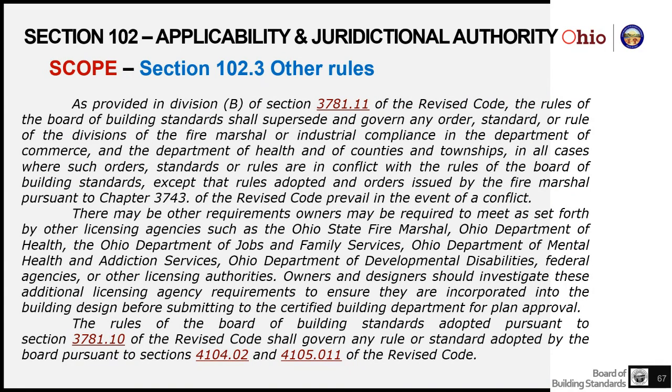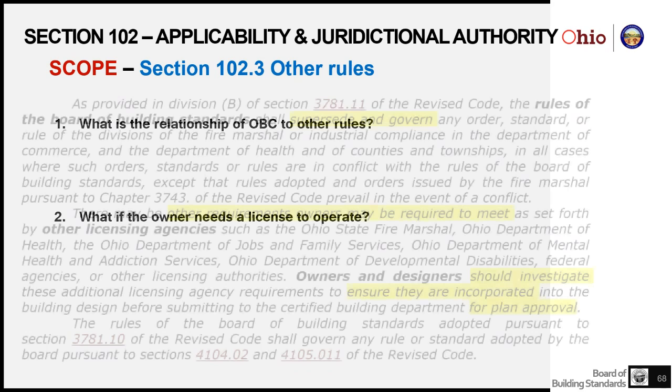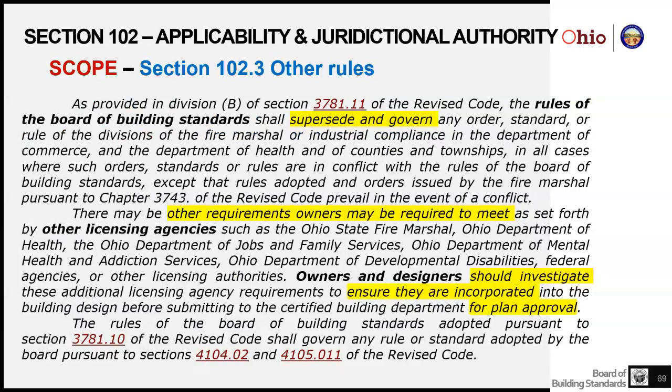1023 talks about some other rules. Now these are going to be rules, so other agencies out there that write rules. Department of Health writes rules, State Fire Marshal writes rules, we write rules, Industrial Compliance writes rules. What if an owner needs a license to operate? This is one of the things we're going to address in 1023. So the rules of the board will supersede and govern any order, standard, or rule by those listed agencies.